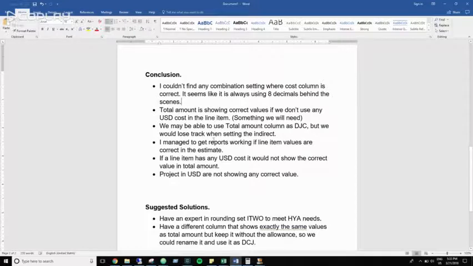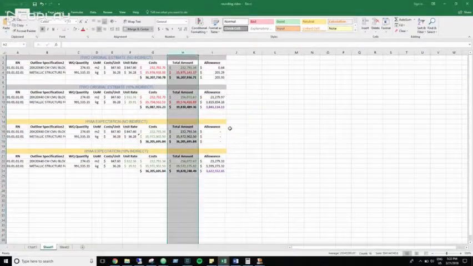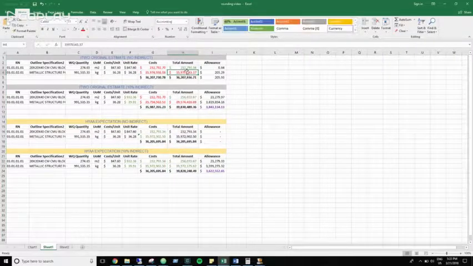So that's what I'm thinking. It might be because of the rounding. We might be able to use the total amount column as direct job cost, but we will lose track of the indirect setting. As I just explained here, when we set the indirect, we could use this as a total job cost, but when we set the indirect, we lose this, so we don't know the exact cost of the project.